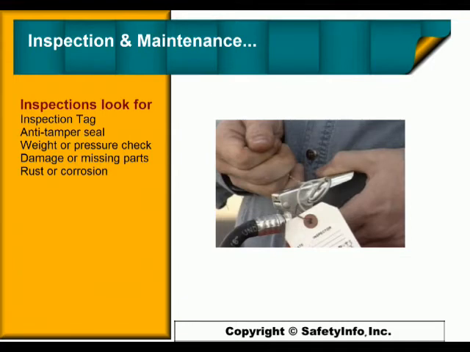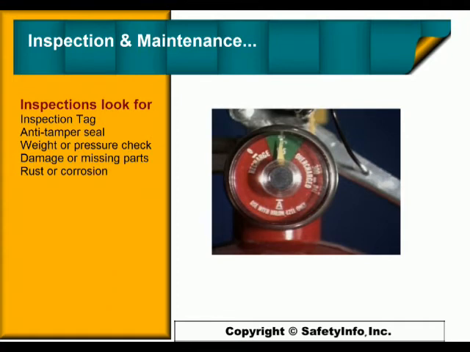Inspection includes conducting a weight or pressure check to ensure the extinguisher is fully charged. A full inspection also means checking for damage or missing parts, rust, or corrosion. Any of these could cause the extinguisher to not function properly.